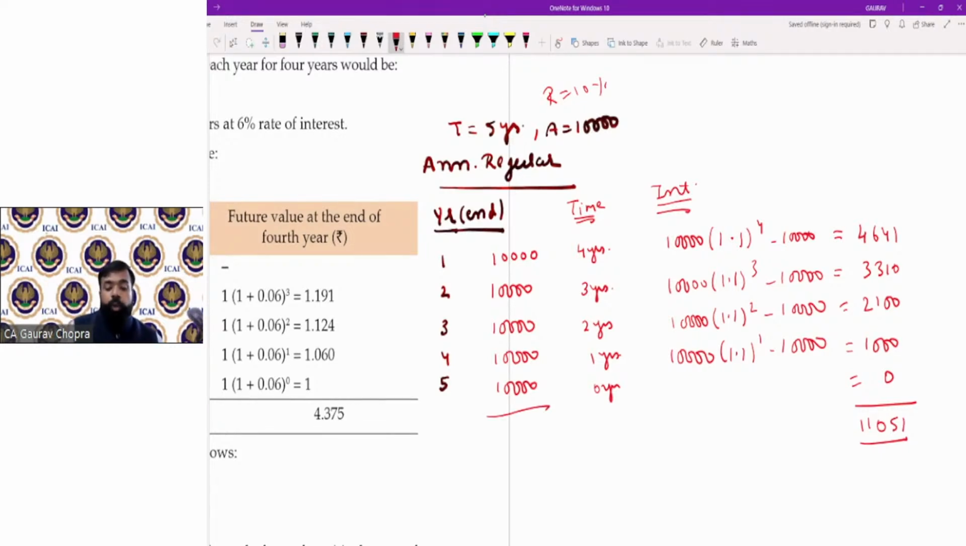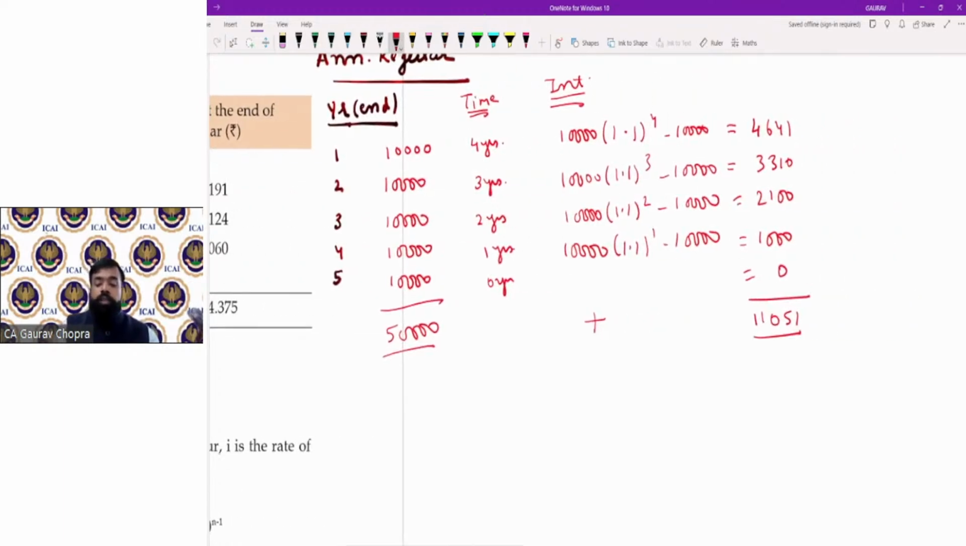आपने कितना पैसा डिपॉजिट किया है? 50,000. So how much is the total value? 50,000 आपका डिपॉजिट, 11,051 आपका इंटरेस्ट. So what is the total figure? 61,051. This is your future value. ये हमारा future value है. Okay? This is your future value.